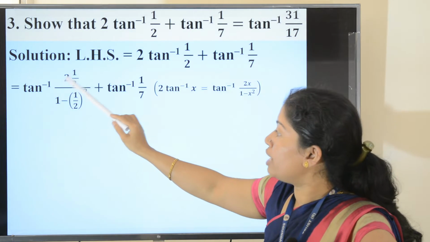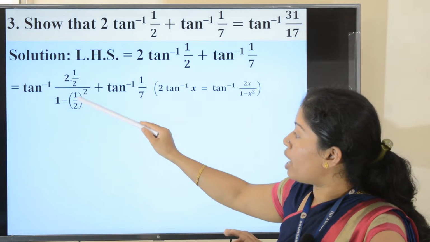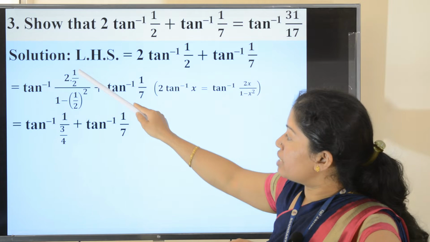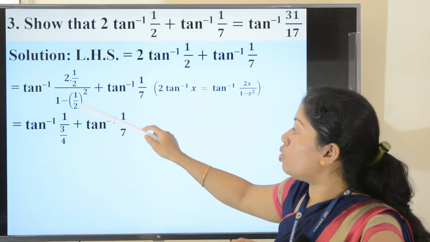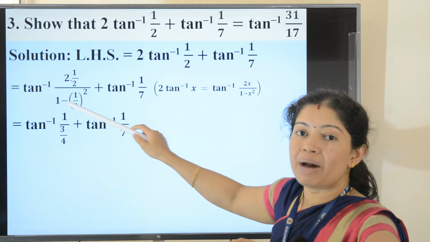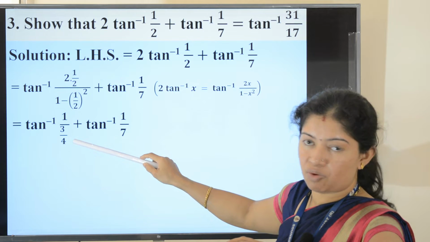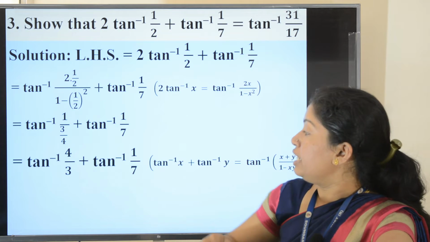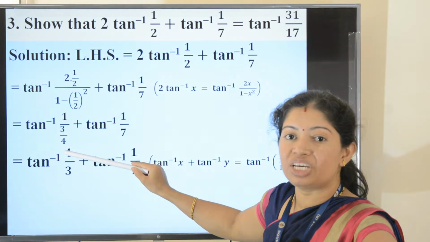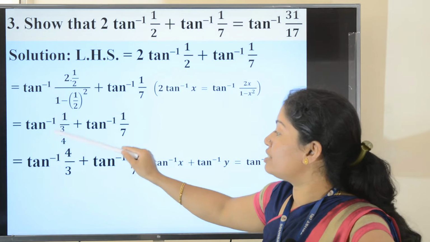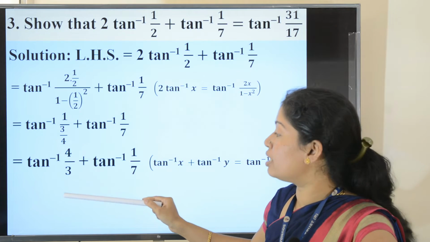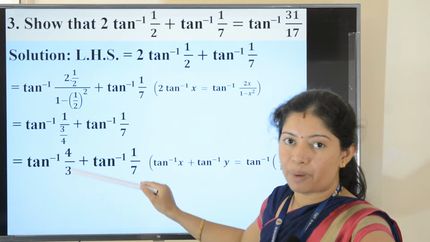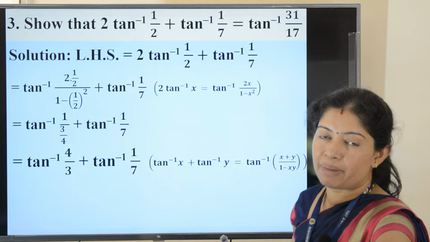So here 2 and 2 you can cancel, and this 1 by 2 whole square will become 1 by 4. So 2 and 2 when you cancel it will become 1, and 1 by 2 whole square is 1 by 4. 1 minus 1 by 4 is 3 by 4, plus this tan inverse of 1 by 7 as it is. Here you are having tan inverse of 1 by 3 by 4, which means you need to take the reciprocal of 3 by 4, that is nothing but 4 by 3. So this expression will change to tan inverse of 4 by 3 plus tan inverse of 1 by 7.